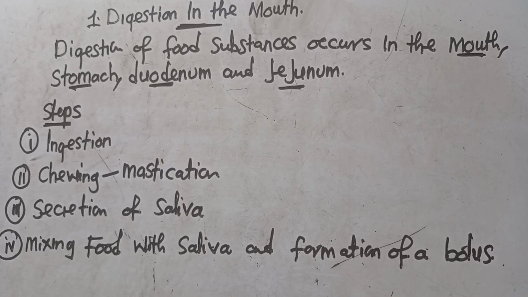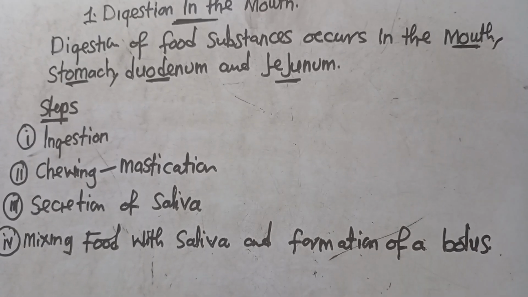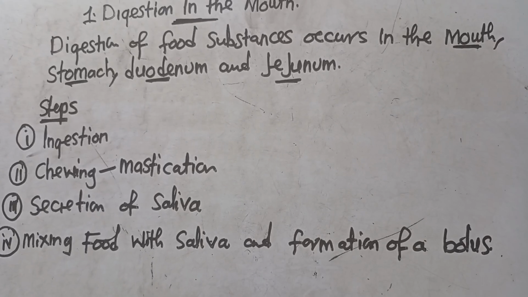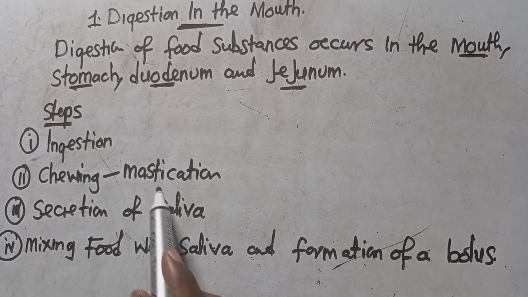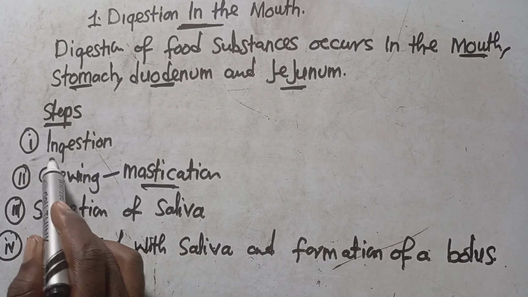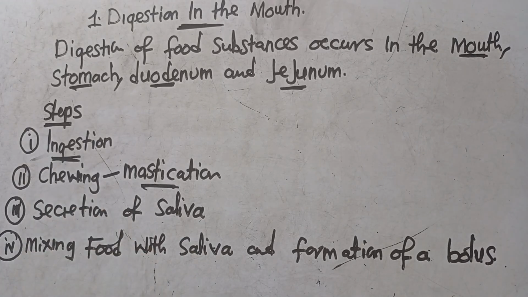So these are the four steps that you have to understand. We've got mixing food with saliva and formation of a bolus. We also have secretion of saliva, chewing, which is the same as mastication. We also have ingestion. These are the four steps that you have to understand.